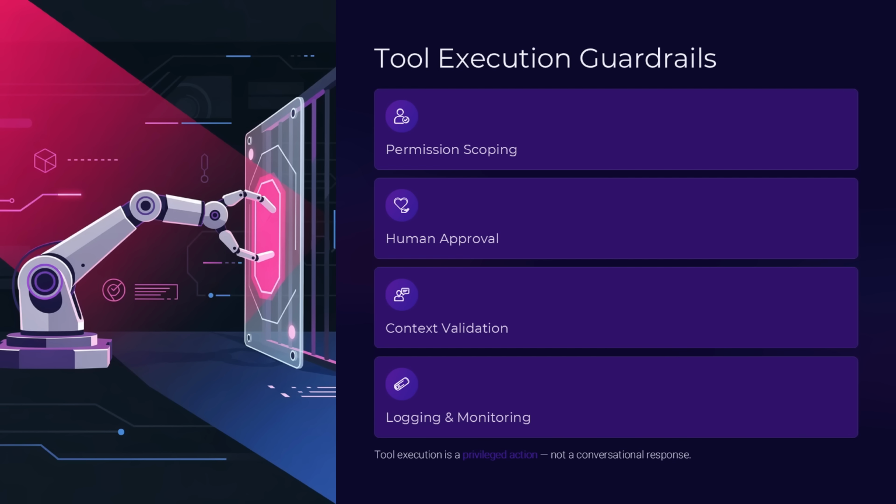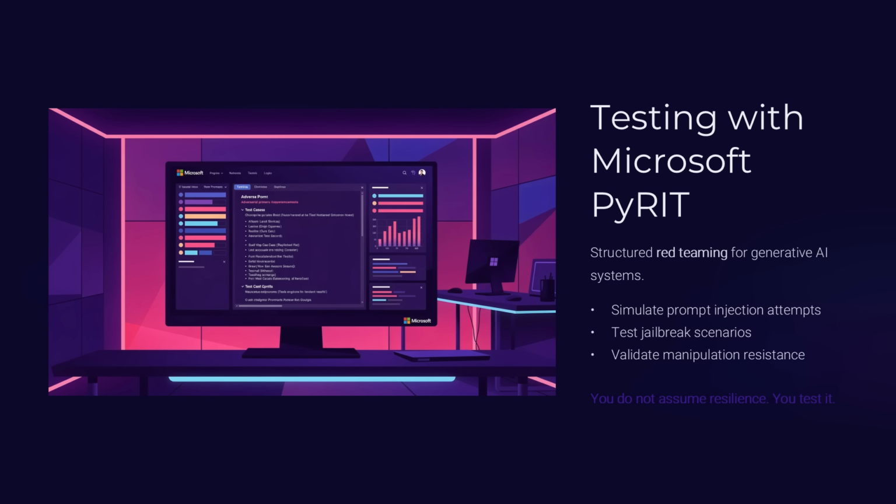You must enforce explicit permission scoping, human approval for high-impact actions, context validation before execution, logging and monitoring of tool calls. For example, if an internal assistant can initiate procurement approvals, it must not execute such actions solely based on user prompts. There must be verification steps and role validation. Architecturally, treat tool execution as a privileged action requiring additional security checks beyond conversational context. Defense architecture must be validated.